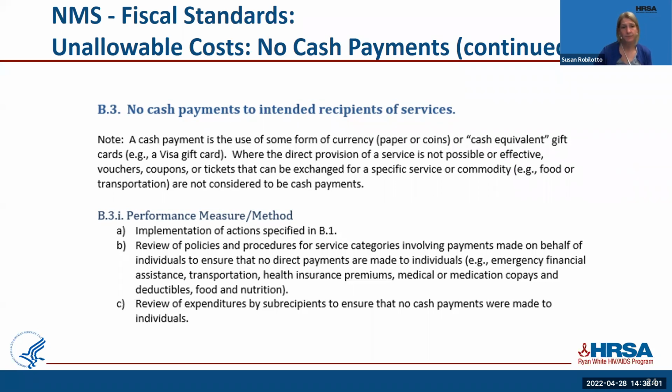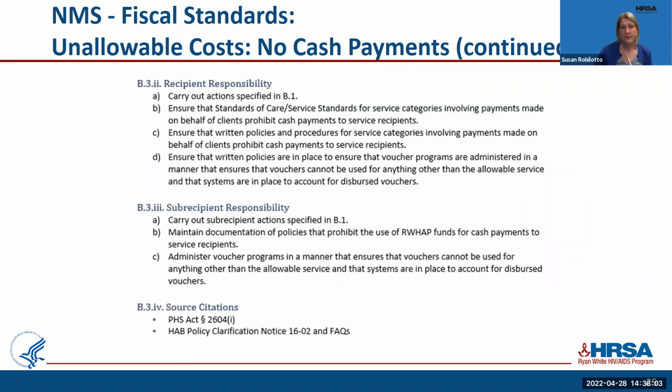Next slide, please. The recipient and subrecipient responsibilities outline approaches to meet or verify compliance. For the fiscal standard, the recipient and subrecipient responsibilities outline activities that each should undertake to ensure that no cash payments are made to individuals as outlined in the cited sources that are in the legislation and in the policy clarification notice.